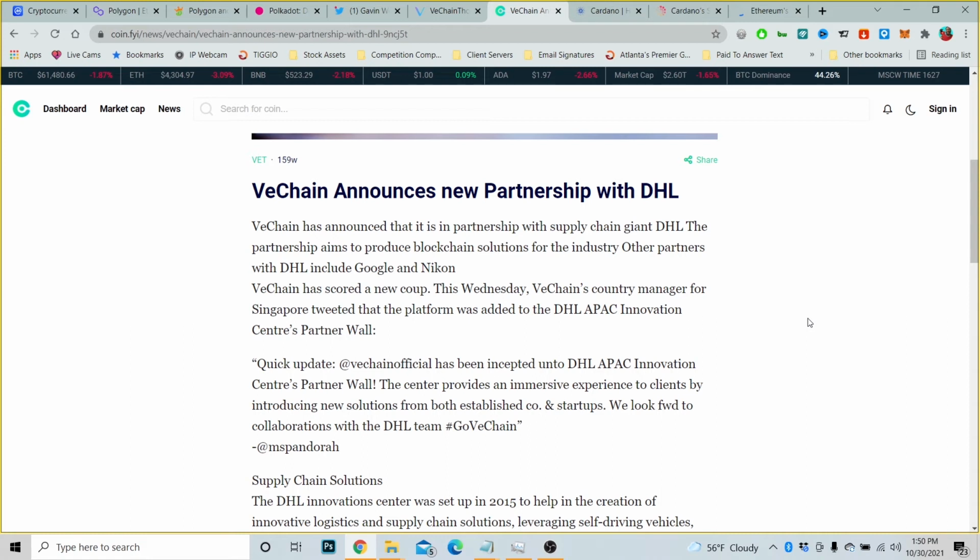VeChain has scored a new coup. This Wednesday, VeChain's country manager for Singapore tweeted that the platform has been added to the DHL APAC Innovation Center partner wall. So VeChain is spreading, and this is probably something that you want to think about investing in. Remember, like I'm going to keep repeating, do not invest anything that you are afraid to lose.